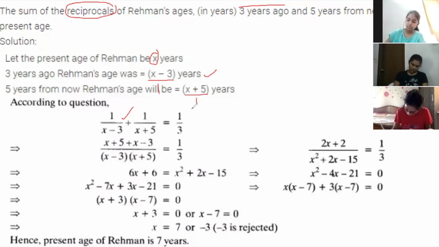After this, as in the previous sum, do cross multiplication and make it into one standard form. You have to solve that. From now onwards, factorization method or formula method, your wish, children, there is no objection.